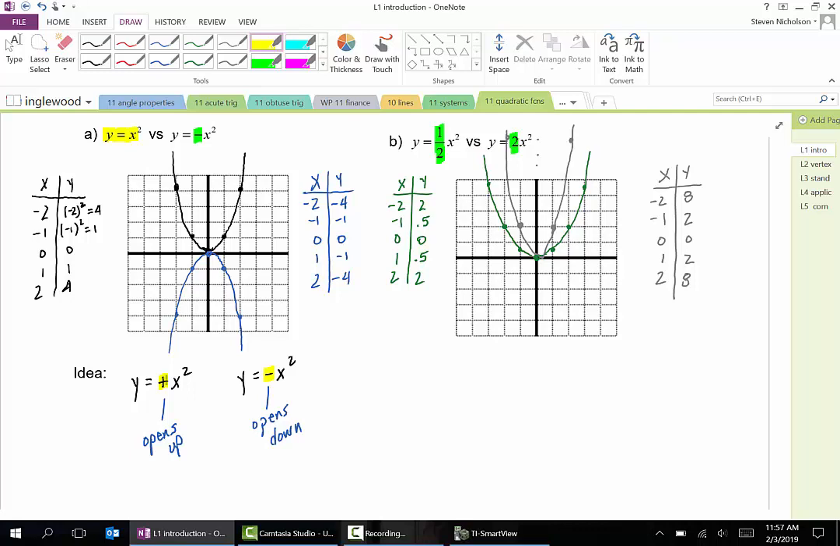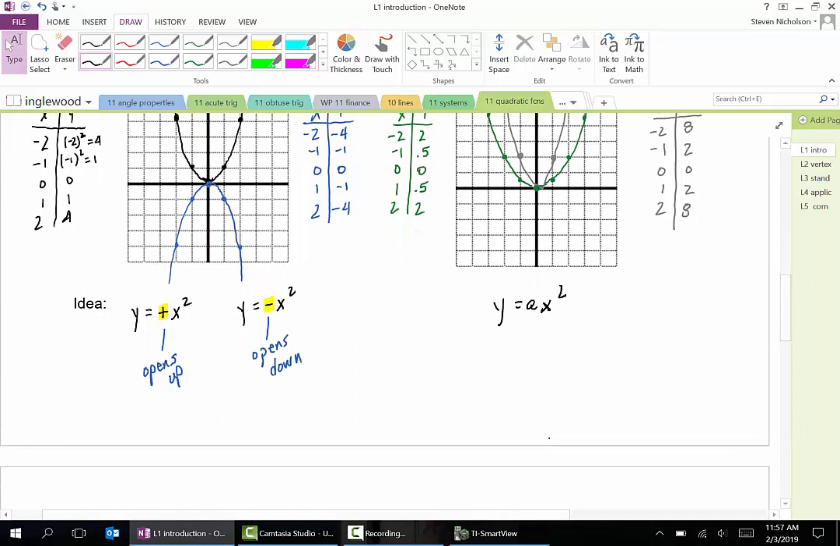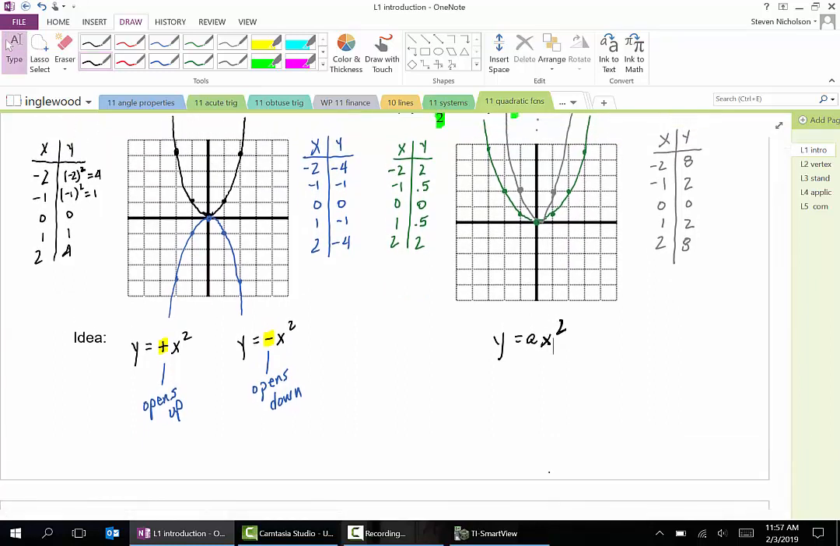And if you look at these two examples on the right, 1/2 is a positive number, 2 is a positive number, and both of those are opening up. But what happens when we put in a number other than 1? So I'm going to call that A. What happens when we plug in a number, and the number we're going to use is A?